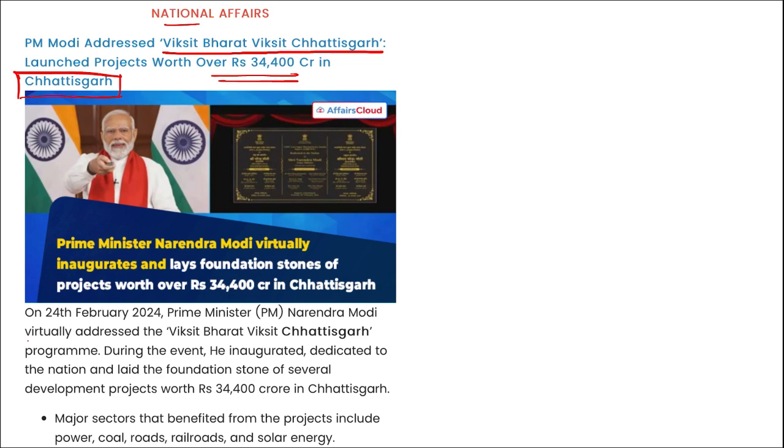I repeat, he virtually, that is through online mediums, addressed this event, that is Viksit Bharat Viksit Chhattisgarh. During this event, he inaugurated and dedicated to the nation and laid the foundation stone of several development projects worth 34,400 crore rupees in Chhattisgarh. These projects included sectors such as power, coal, roads, railroads, solar energy and so on.